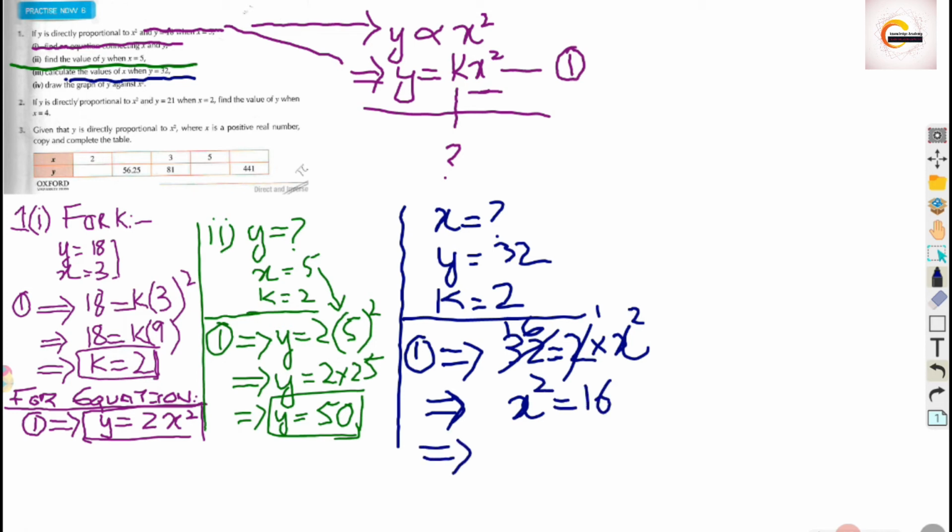Here we must find the value of x, not x square. The value of x square is the value that we have calculated. Now for the value of x, we will take the root on both sides. So the square root of 16 is, we all know it's 4. We have learned in the previous class. So x is equal to 4.